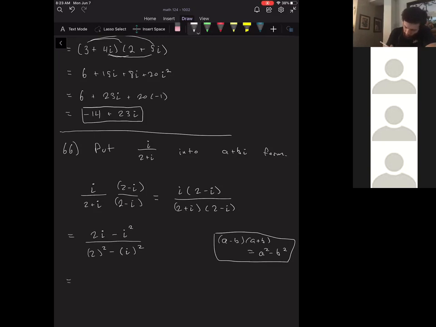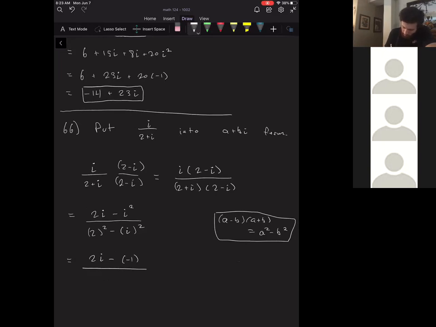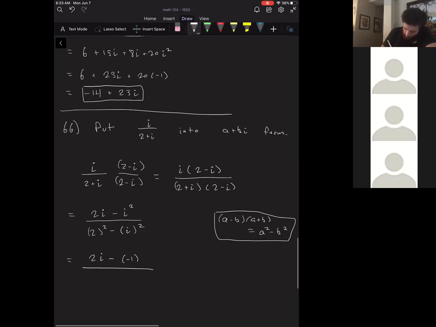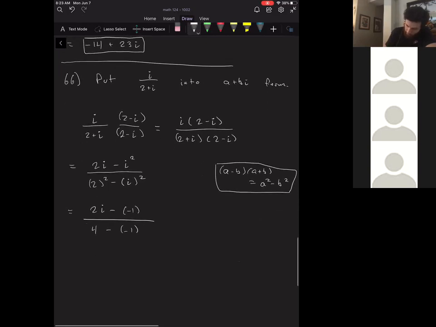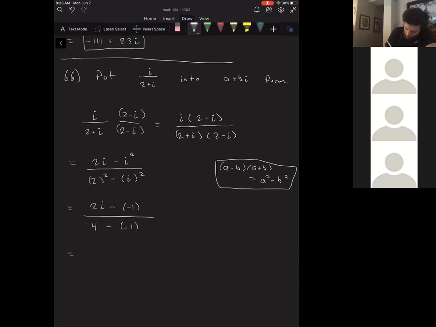So what we have here then is the top is going to be 2i minus, and remember here we have an i squared, so i squared is minus 1. And on the bottom we have 2 squared is 4, minus, and again we have an i squared, so minus 1. So on the top we have 2i minus a minus 1, so 2i plus 1. And on the bottom we have 4 minus a minus 1, so 5.